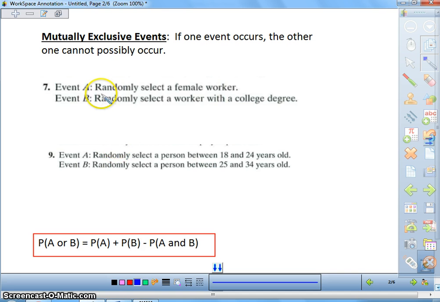Let's look at a couple of examples. For the first example, event A is randomly selecting a female worker. Event B is randomly selecting a worker with a college degree. So the question that we need to ask ourselves is, can a worker be both female and have a college degree? And the answer to that is yes, females have college degrees all the time. So if a female can have a college degree, then these two events are not mutually exclusive. One person could be both female and carry a college degree.